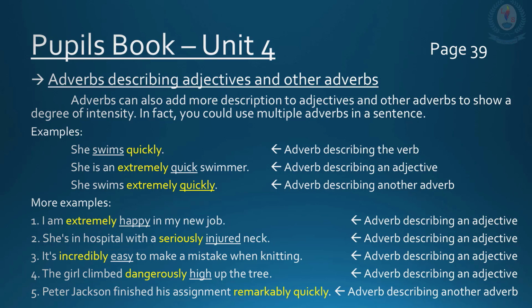Second one, she is in hospital with a seriously injured neck. You can simply say she is in hospital with an injured neck, or in order to show the degree of intensity, we can add an adverb and describe the adjective to show how serious it is, right? We can say she is in hospital with a seriously injured neck. Next example, it's incredibly easy to make a mistake when knitting. Here again we are describing the adjective easy by using an adverb, right? Next example, the girl climbed dangerously high up the tree.